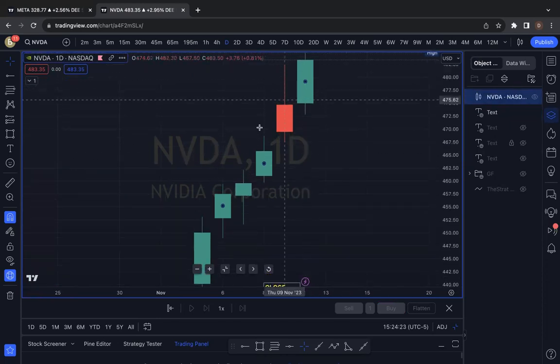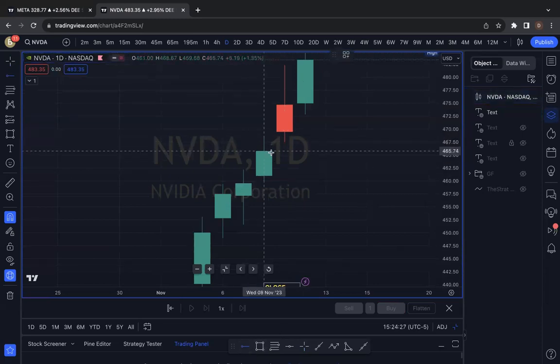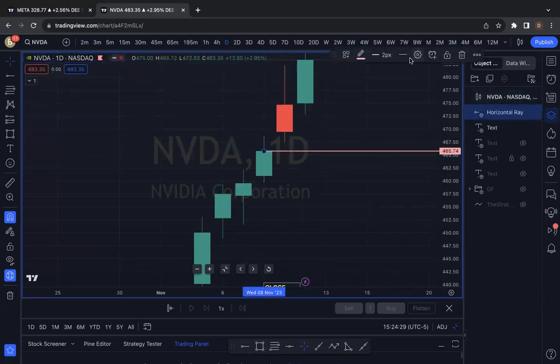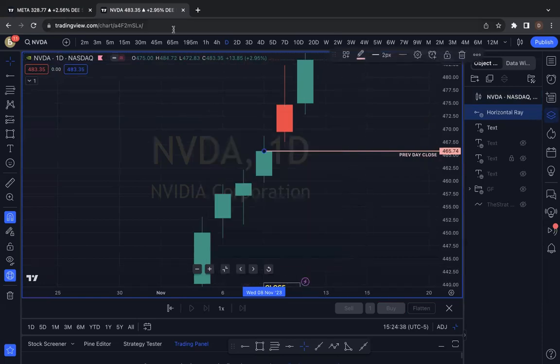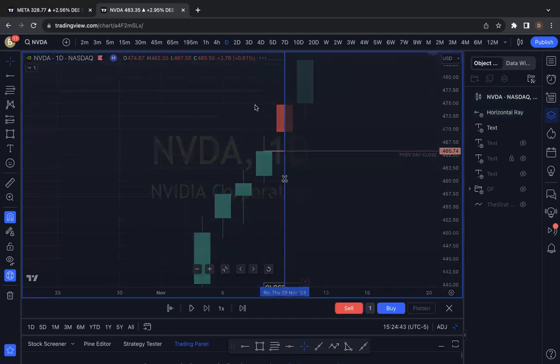So let's focus on these two candles right here. Okay. So price closed right here. And we have our previous day close, right? And now we will drop down to a smaller time frame.